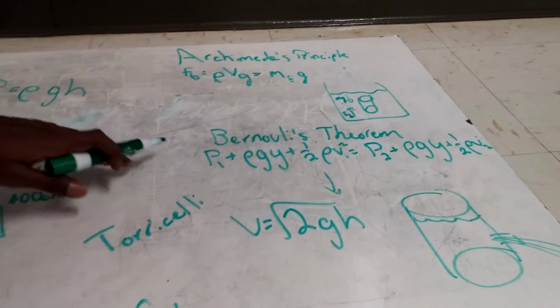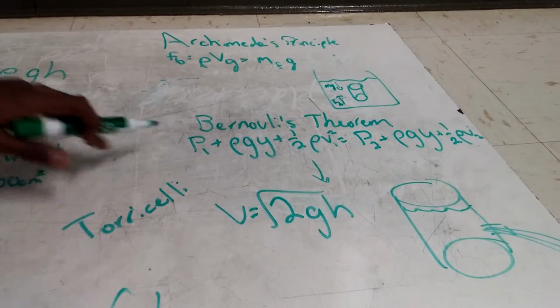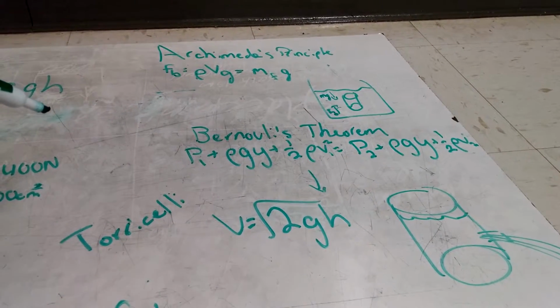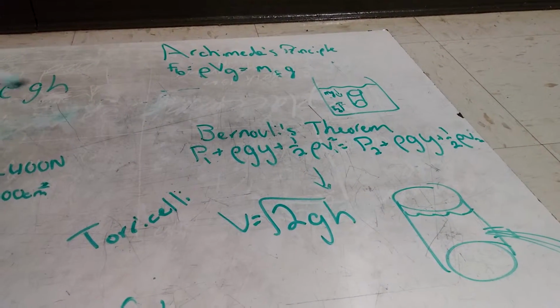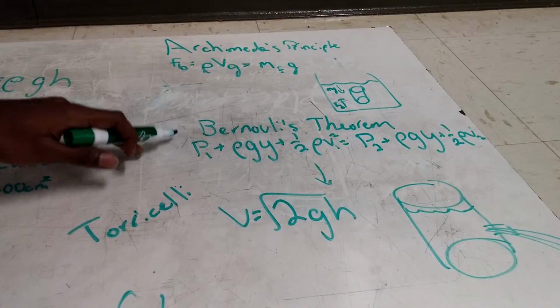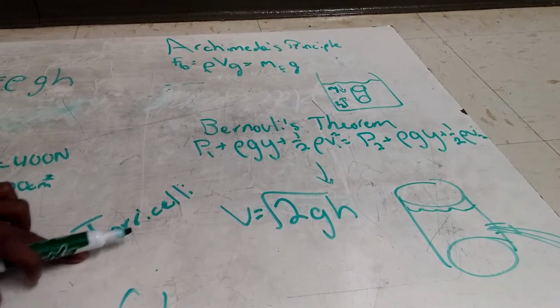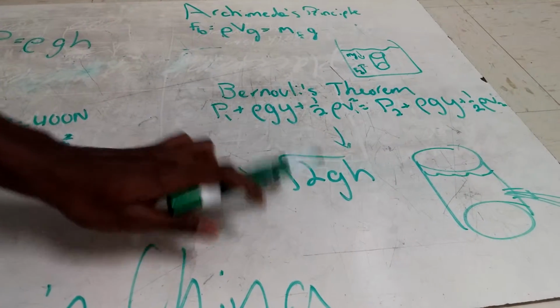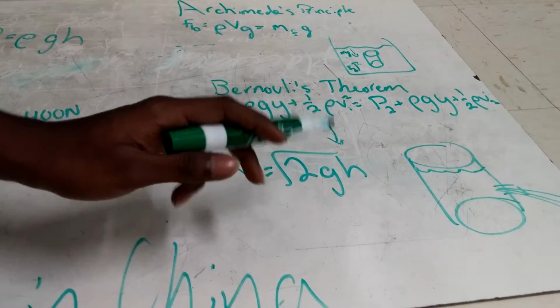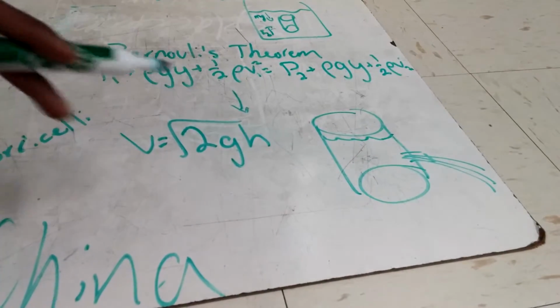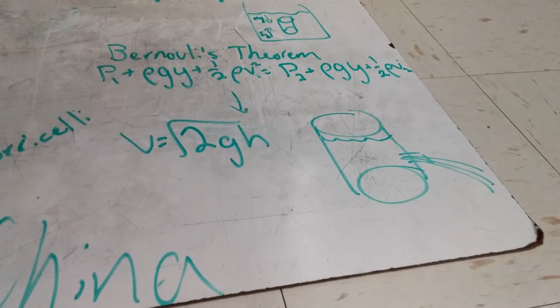Now we can go to Bernoulli's theorem, which states that at a higher pressure there is a lower velocity, and at a lower pressure there's a higher velocity. Derivations of Bernoulli's theorem can be found in Torricelli's theorem, which states that V equals the square root of 2gh when water is coming out of a very large barrel out of a small spigot.